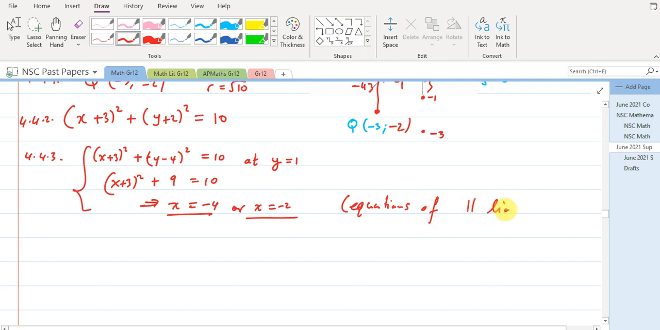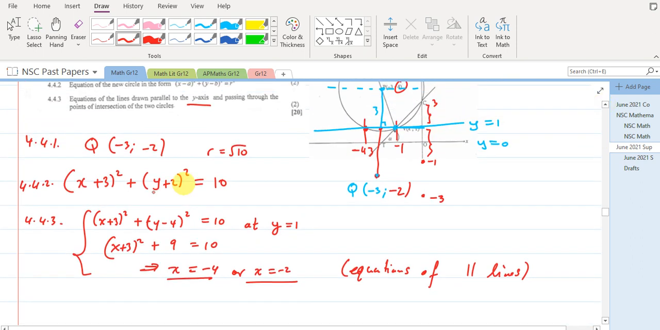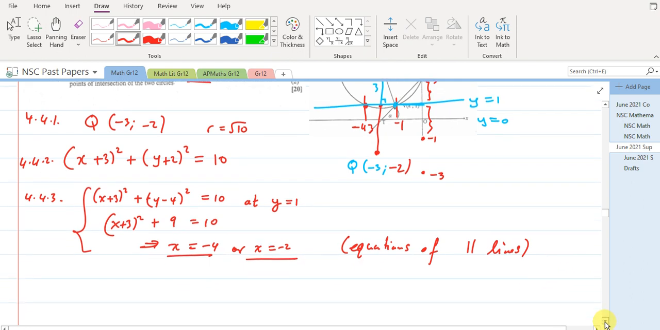Just want to check if you get the exact same answer if you substitute y is equal to 1 in here. Yes, we do get the exact same answer if we substitute y is equal to 1 inside this equation also, because we're going to get x plus 3 all squared plus 9 is equal to 10. Perfect. So it looks right.